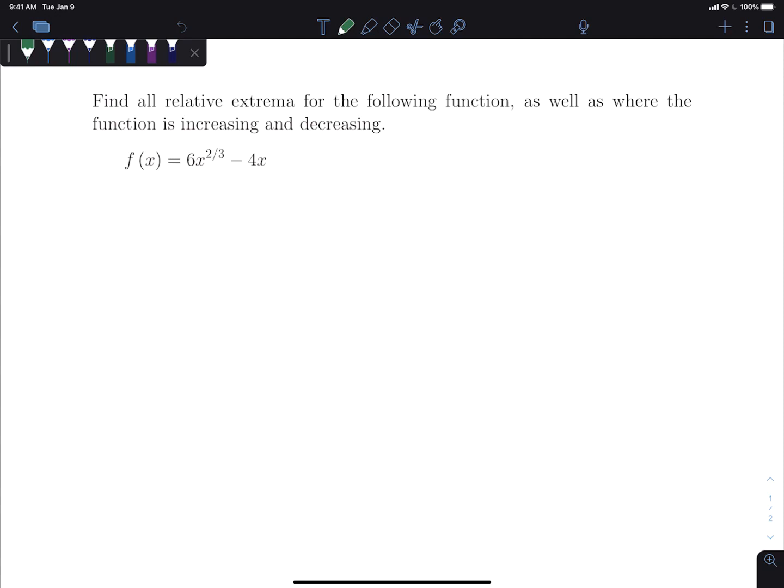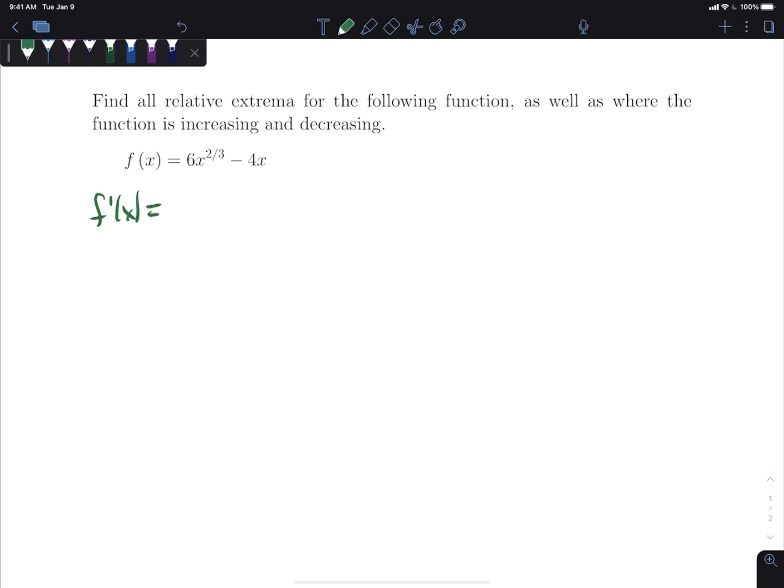Hello. In this video, we want to find all relative extrema for the following function, as well as where the function is increasing and decreasing. So we have f of x equals 6x to the 2/3 power minus 4x. The first thing we want to do is find any critical points, which means find the derivative.